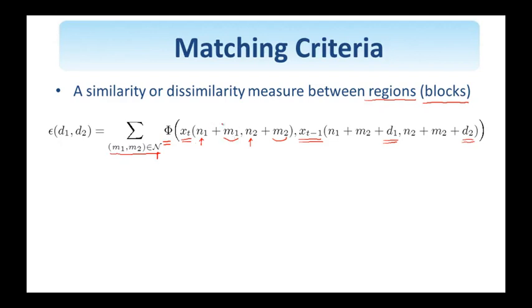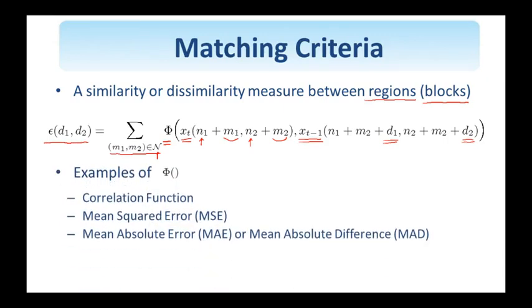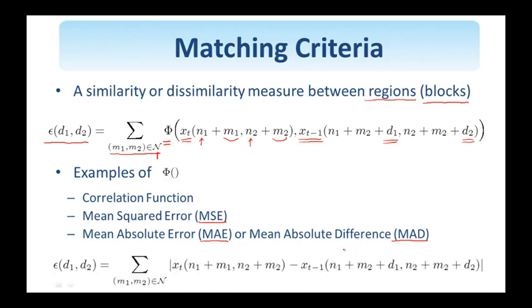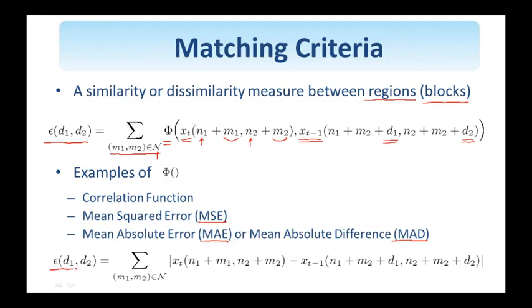So this function, again, will map the intensity values into an error here, which is a function of the displacements d1, d2. What are some examples of this function phi? I can use a correlation function as a measure of similarity between blocks or regions, and in that case, I try to maximize the correlation. Or I can use an error function, such as the mean squared error, or the mean absolute error, or mean absolute difference. In the latter case, the function looks like this, right? So I have again the error, a function of d1, d2, and I'm just looking at the difference between the blocks, and I just take the absolute value of this difference. Clearly, if I use the MAE or MAD criterion, it's simpler from a computational point of view, since I don't need to perform the squaring of the error.